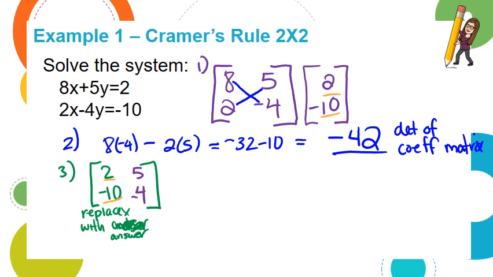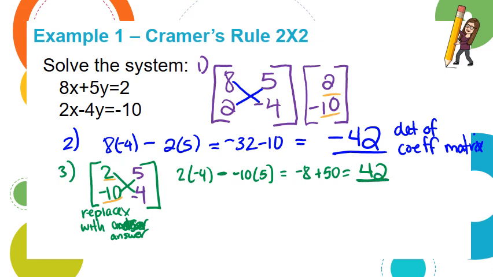Now we want to find the determinant. It's a 2 by 2, so I've got 2 times negative 4, subtract this diagonal, sorry, I said column earlier, I meant diagonal. I have a negative 10 times a 5, multiply that out, negative 8 plus 50, that gets us to 42. Okay, so that's our determinant for x.